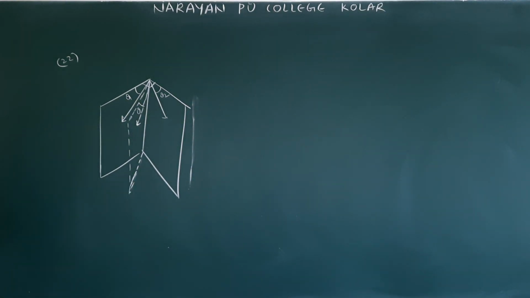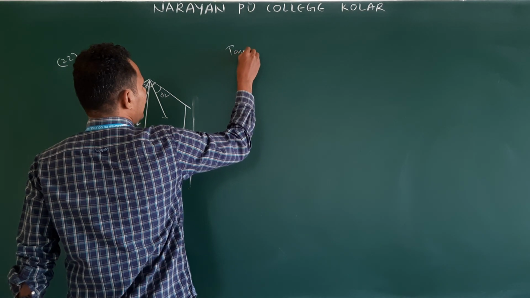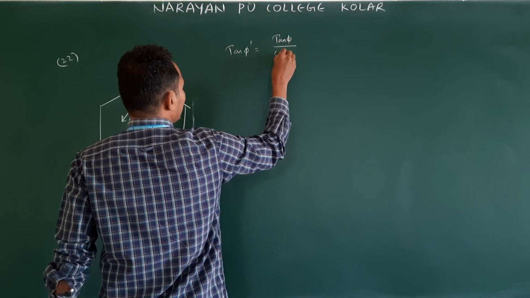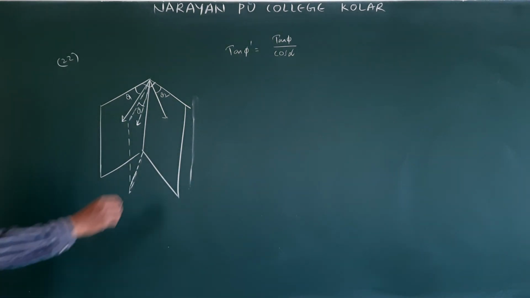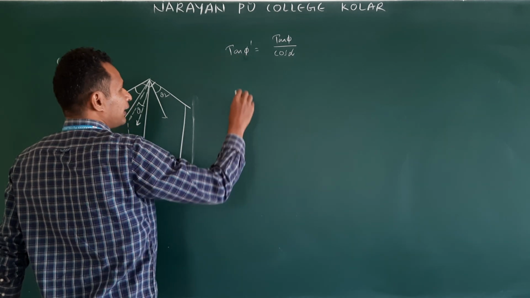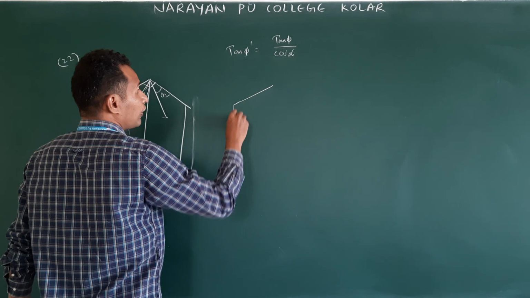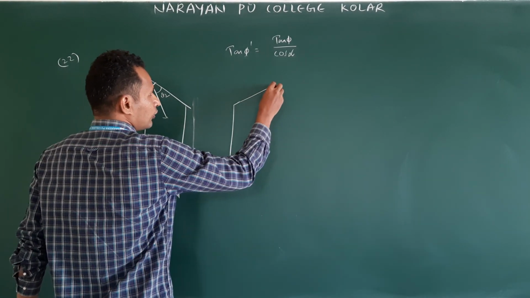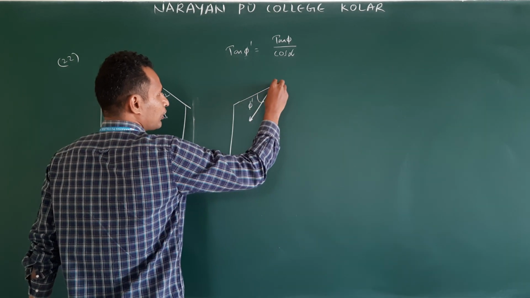Clear? In our relation, what we have taken is tan phi dash equals tan phi by cos alpha. Clear? Phi dash is what? Apparently, see, I will draw this again for this relation. Okay, this is phi dash.